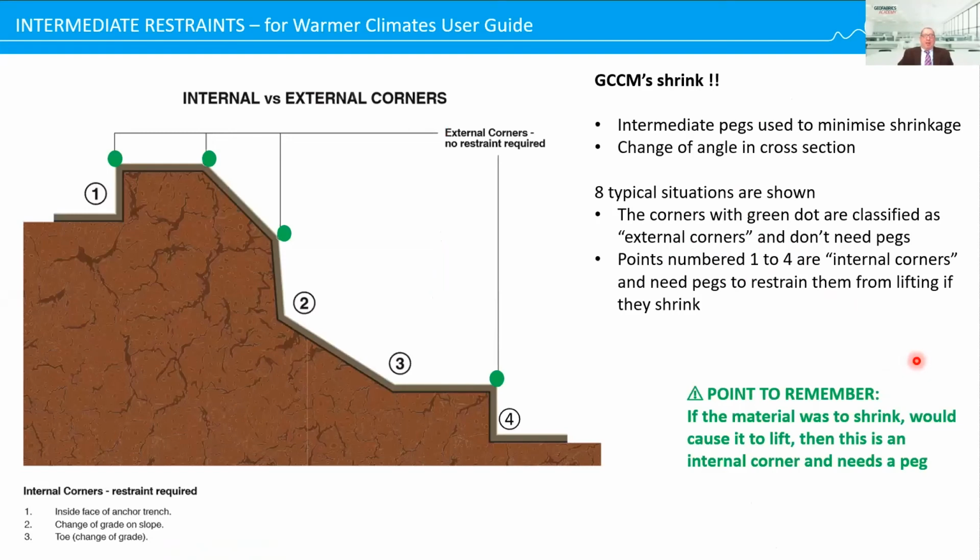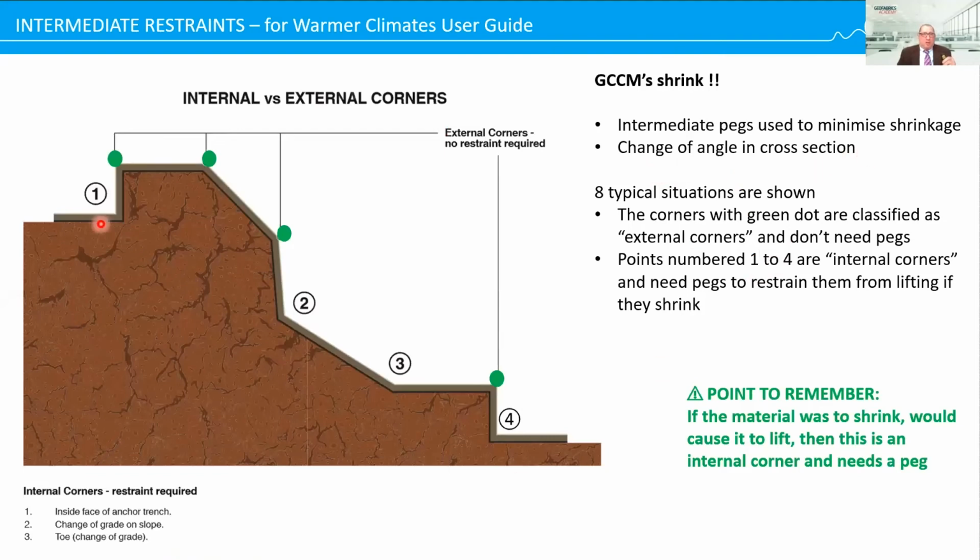Okay, I think this is the last point on intermediate restraints. There's different types of sections that we must consider. Now, GCCMs, being cementitious, they shrink. So intermediate pegs are used to minimize shrinkage, as we showed you earlier, and also to prevent uplift at any change of angle in the cross section.